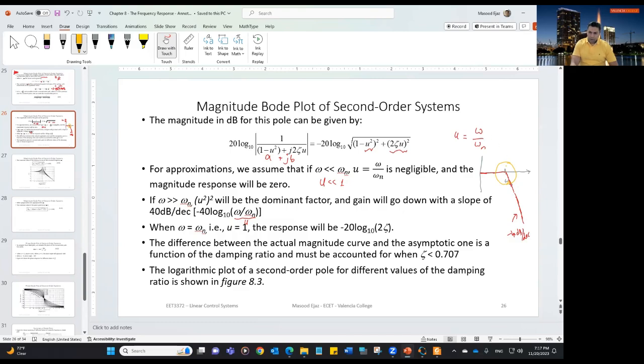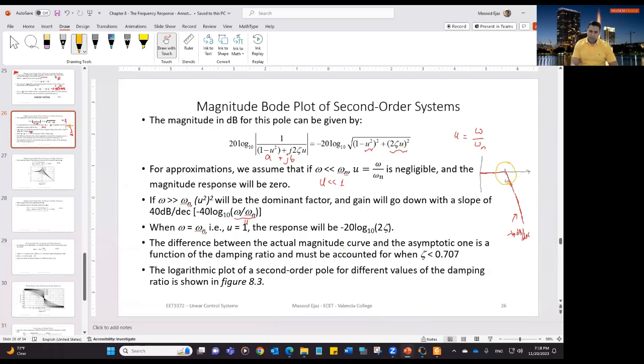What's going to happen around omega n? So when omega is omega n, that is u is equal to 1, the response will be negative 20 log 10 of 2 zeta. If you look at this expression, when omega is equal to omega n, u will be 1. So 1 minus u square will be 0, and u will be 1. So it's going to be 2 zeta square. Square root of 2 zeta square is going to be 2 zeta. So your gain is going to be negative 20 log 10 of 2 zeta. So whatever the value of the damping coefficient is, based on that value, you will evaluate the value around omega n.